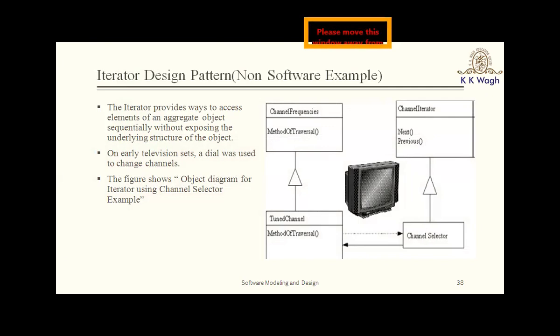Now see, for example, in older days, on television sets, a dial was used to change channels, right? When channel surfing, the viewer was required to move the dial through each channel position regardless of whether or not that channel had reception. On modern television sets, that is nowadays, next and previous buttons are used. When the viewer selects the next button, the next tuned channel will be displayed.